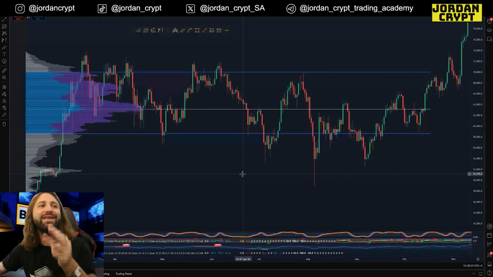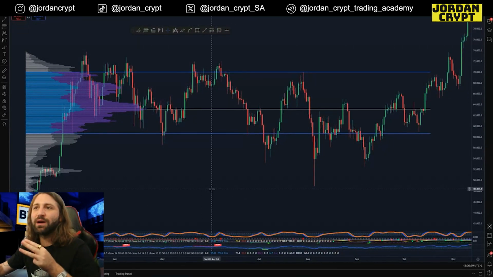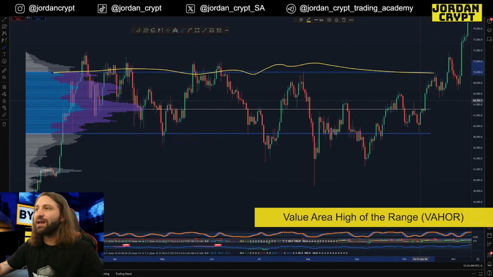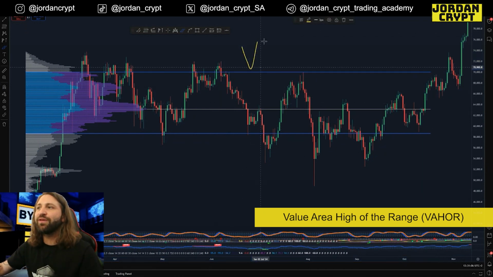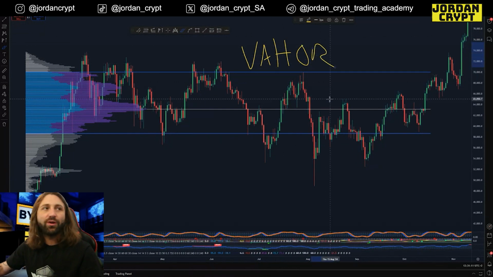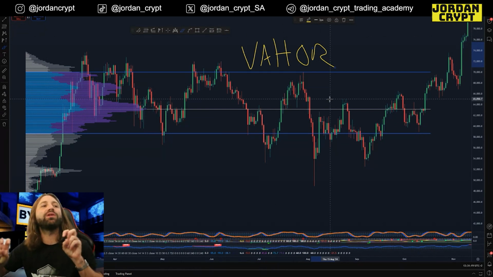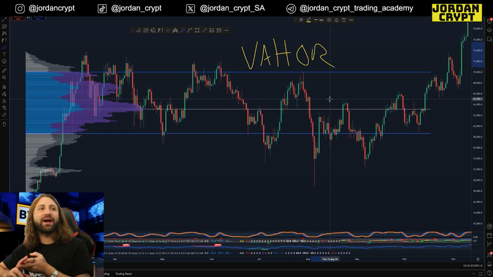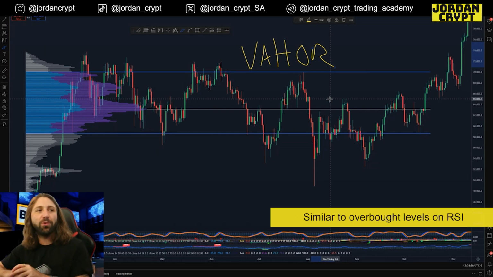There are three things that you initially need to understand about the indicator. Number one, this blue line at the top here allows us to understand our value area high of the range. This is where technically in this range, the price is in kind of overbought levels, right? The RSI tutorial tells you how to identify on the relative strength index the overbought levels, and this is a similar way of looking at it except on price.